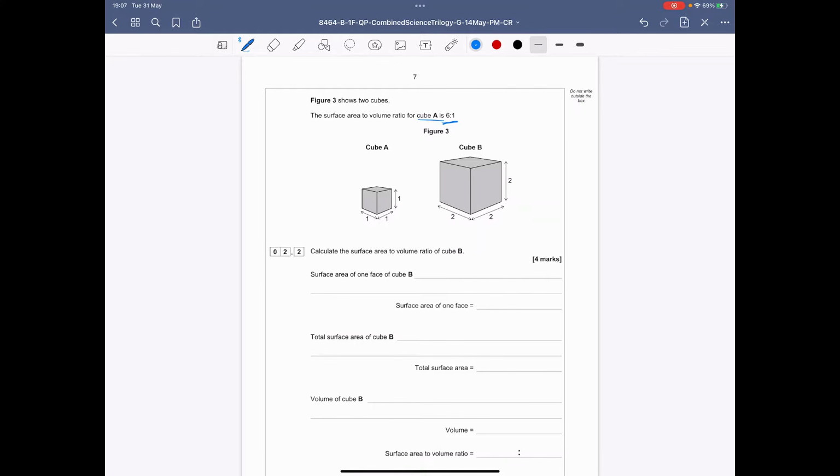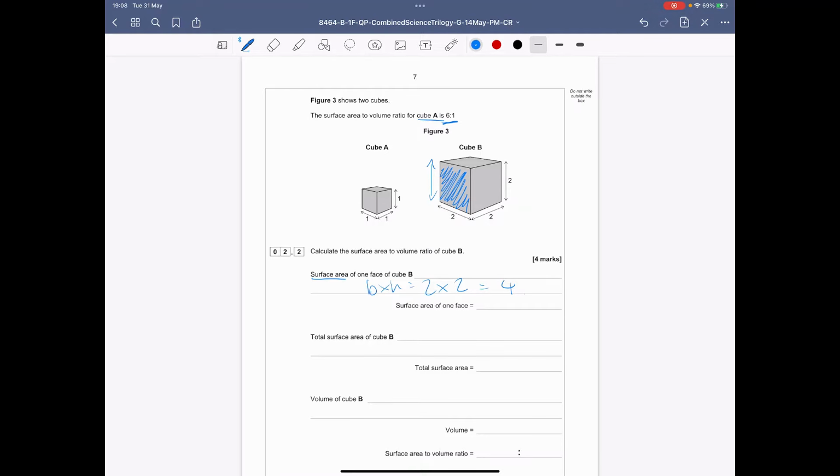It is guiding you through how you could go about calculating it. So the first thing you need to do is calculate the surface area of one face of cube B. So you're just calculating the area of one face of it. Now you've been given the measurements. Remember, area is just base times height, so it is just 2 times 2, which would equal 4.